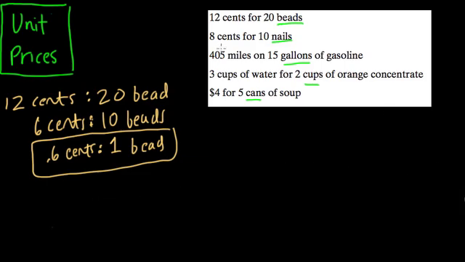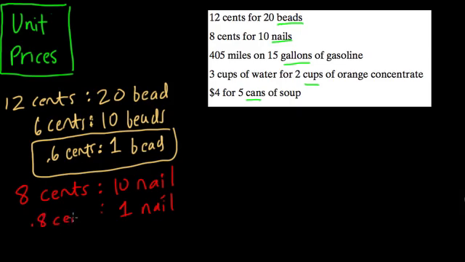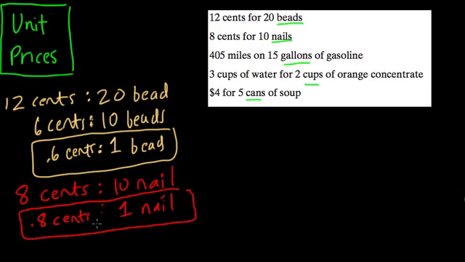And then the next one, we are told it's 8 cents for 10 nails. So the unit rate would be how much does 1 nail cost? Well, dividing both sides by 10, 1 nail would equal 0.8 cents. Same reasoning as before. So 10 nails would cost, of course, 8 cents.